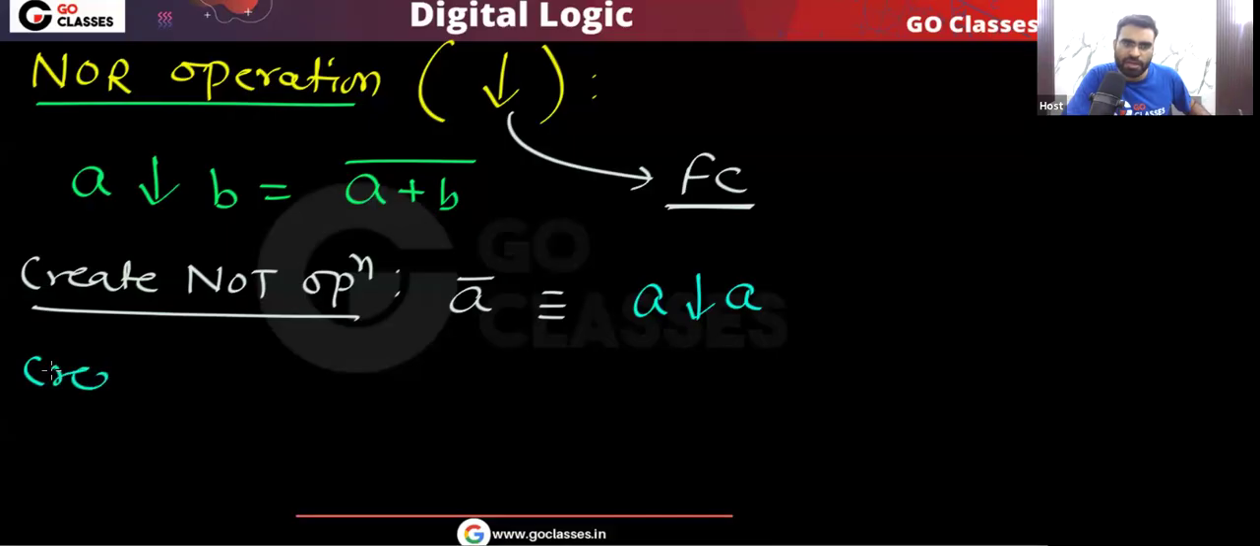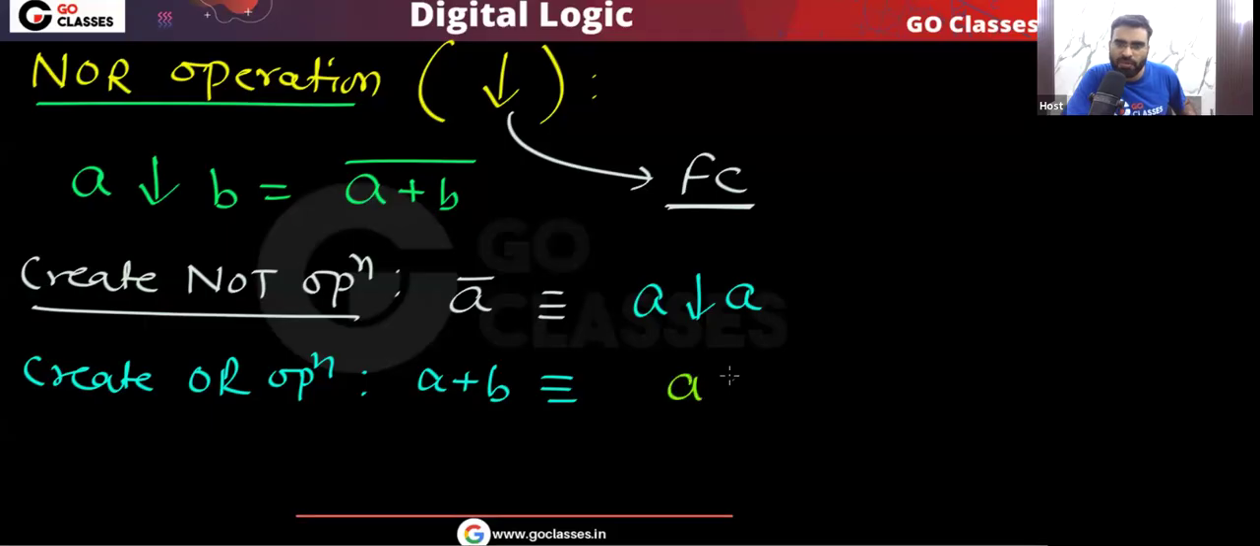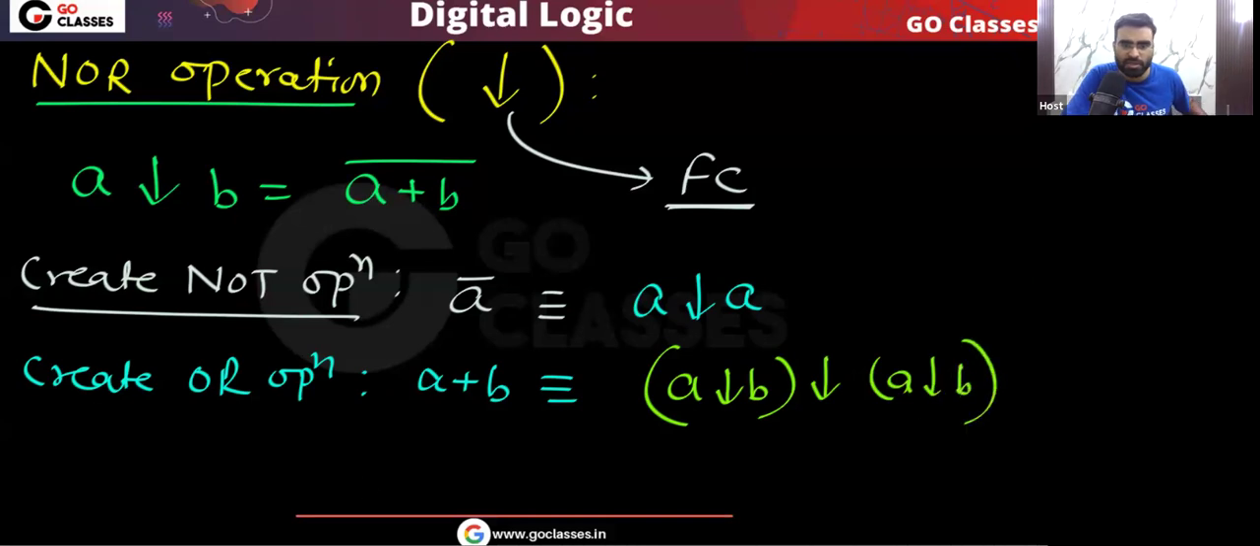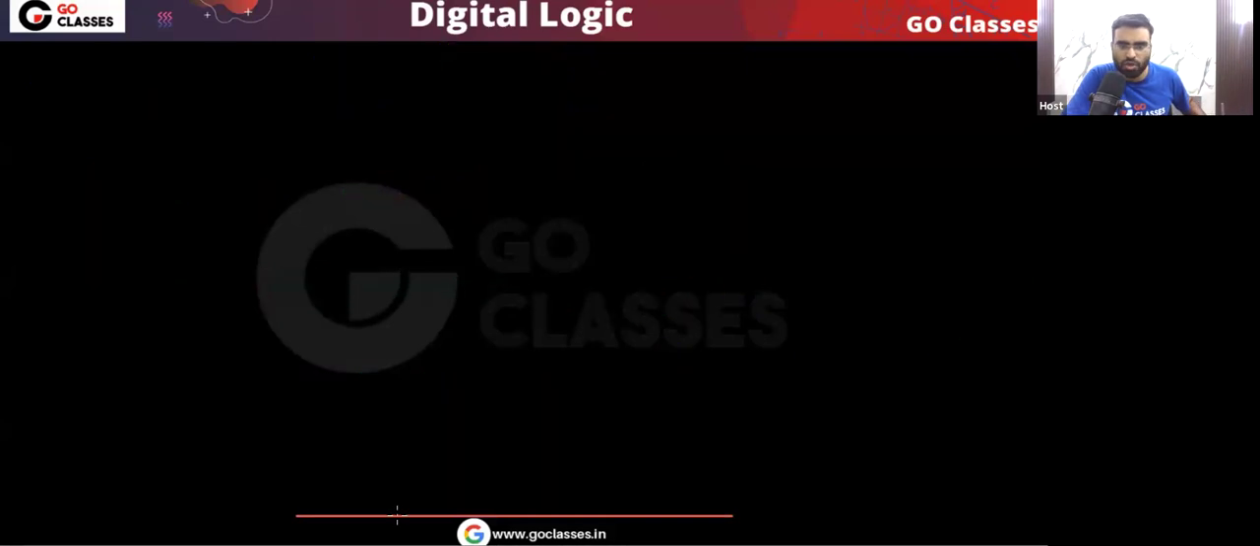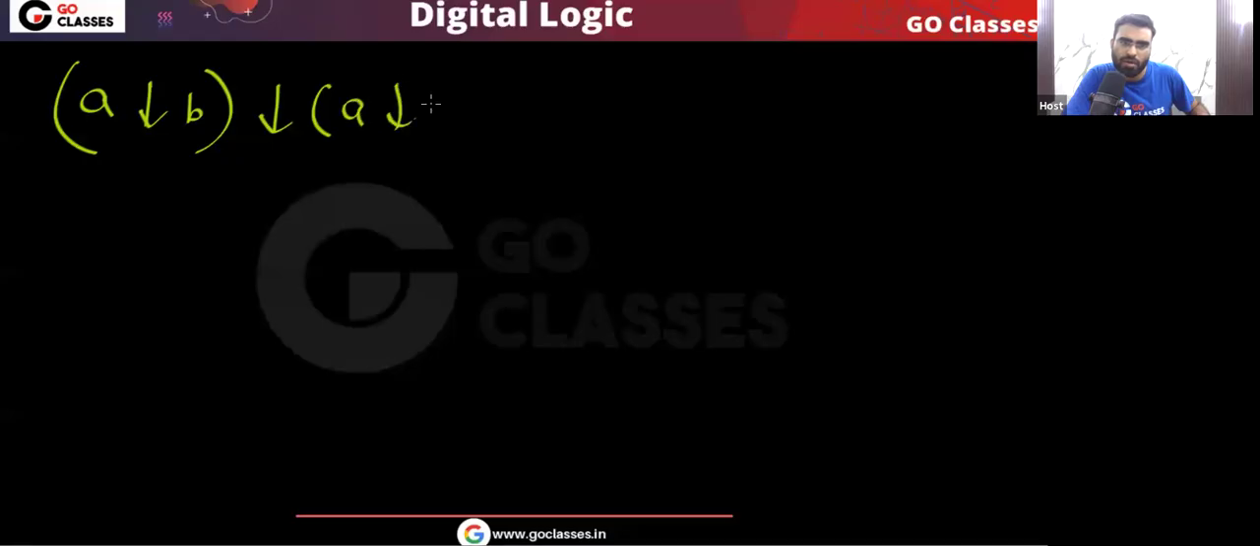Okay. Can you create OR operation? Can you create this OR operation? A or B? Can you create this? Tell me. Yes, I can also create A or B. Very simple. Just check this. A NOR B NOR A NOR B. Okay, you can check, this is your A or B. Okay, see what I'm saying. Look at this. A nor B nor A nor B.